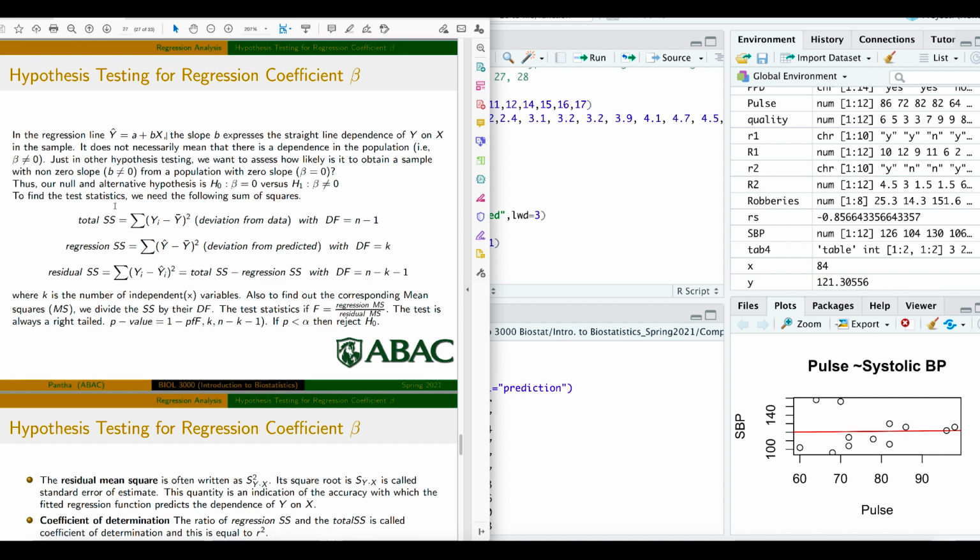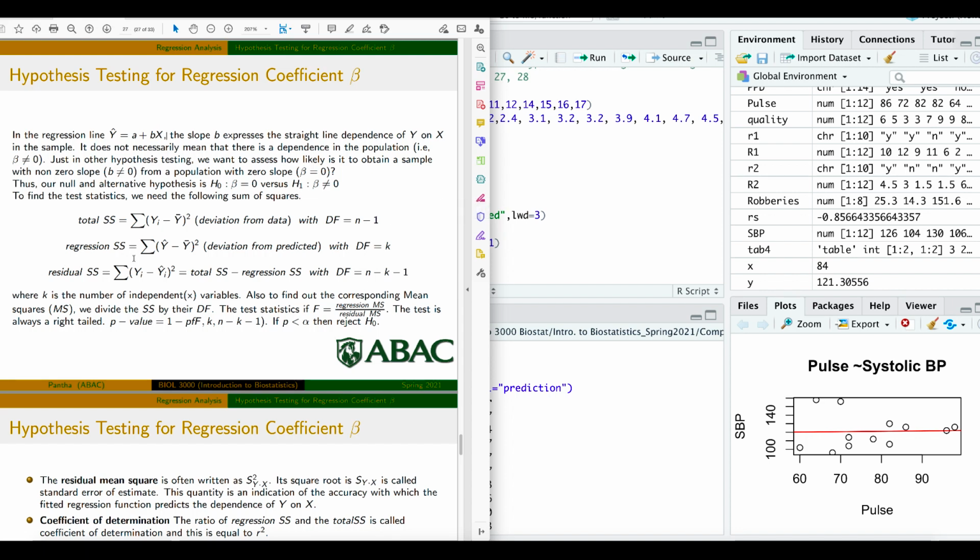To find the test value, the second step, we need the following: total sum of squares. What is the total sum of squares? It's the summation of yi minus y bar, squared. Here yi are the data. So you find the mean of the whole y data values, take each data value minus the mean, square it, and add all those squares of the deviations. That is the deviation from the data, squared and then summed. The degrees of freedom will be n minus 1, where n is the number of pairs.